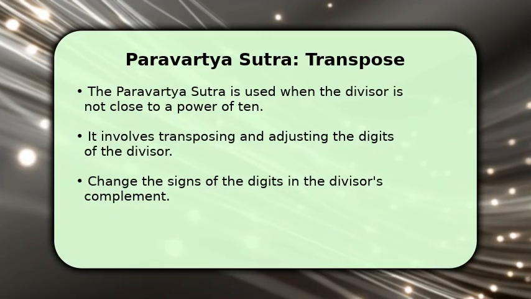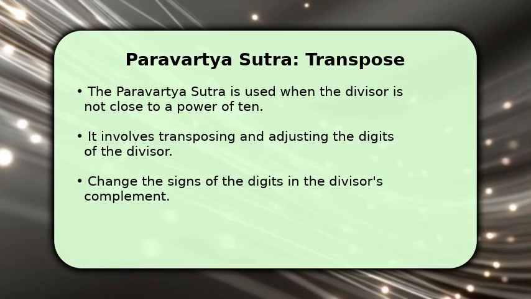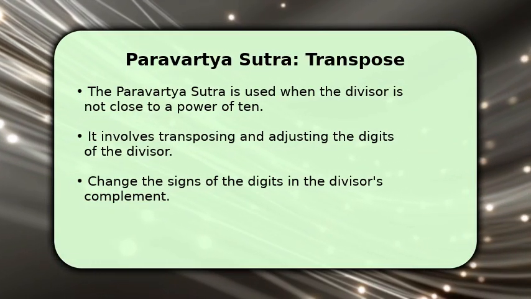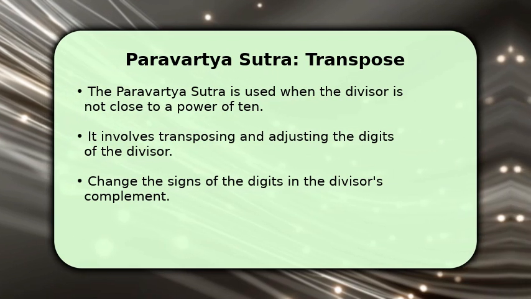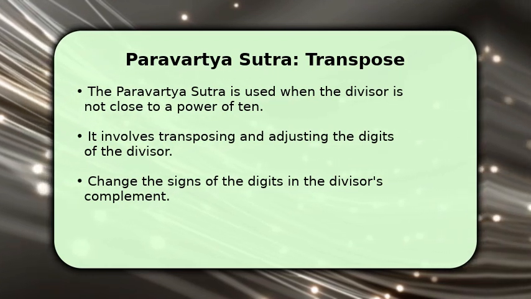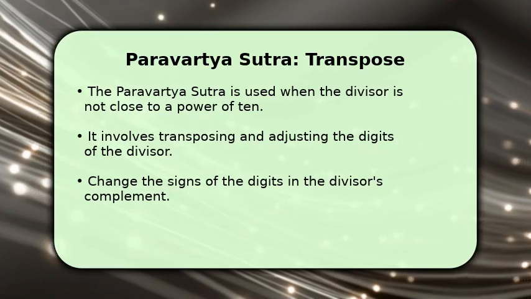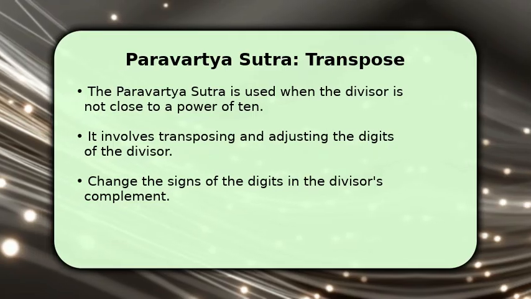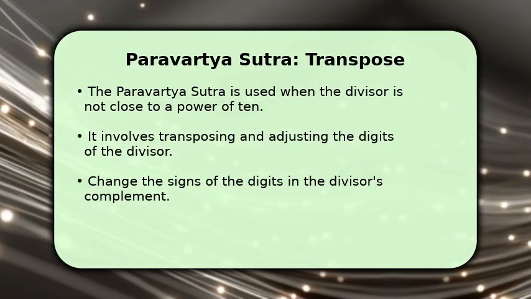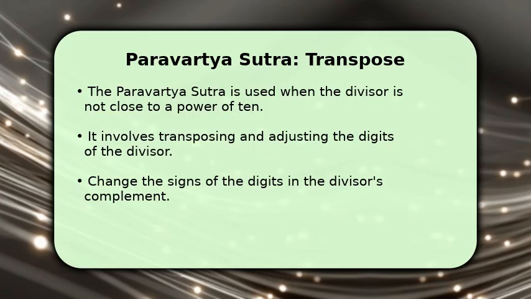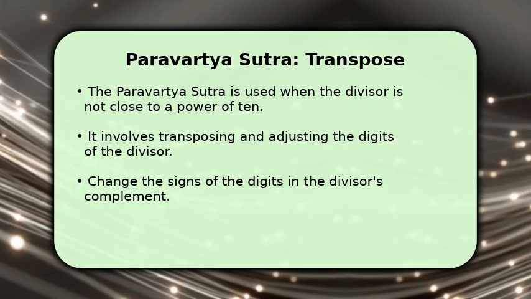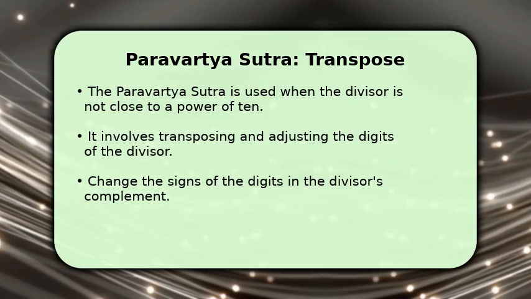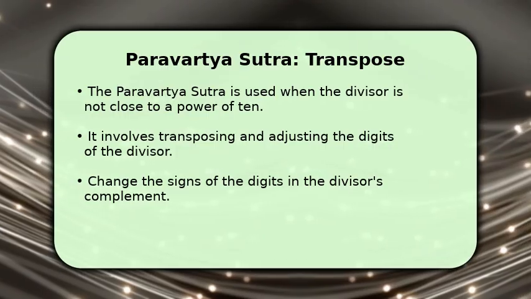Now, let's explore the Parivartya Sutra, which is perfect for divisors that aren't conveniently close to a power of 10. This method involves transposing and adjusting the digits of your divisor. You essentially change the signs of the digits in the divisor's complement, then proceed with a modified division process. It's a powerful technique that expands your Vedic division toolkit, allowing you to tackle a wider range of numbers with ease and precision.